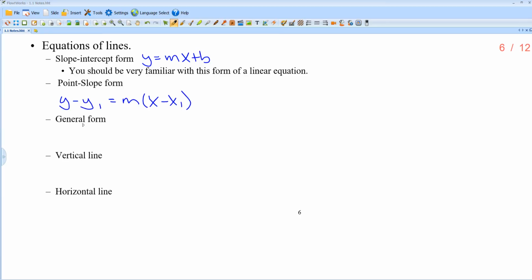We also have what's called general form. General form is ax plus by plus c equals 0. And this is something that you've probably seen before, but what you've done to it is solved for y to put it into slope-intercept form. And then we also have vertical and horizontal lines, which are just x equals a and y equals b. And that's for a given point (a, b).